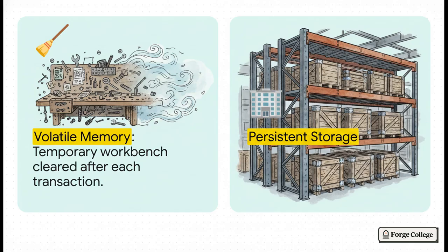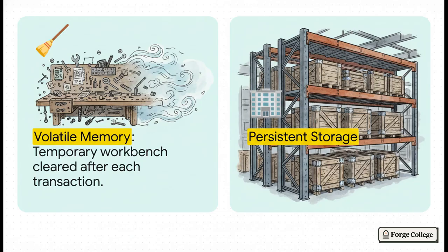Now, you might recall from our memory fundamentals that the EVM has volatile memory. Think of volatile memory like a temporary workbench. You bring out your tools, you do your math, but the absolute second the transaction is over, boom, the EVM sweeps everything off the bench straight into the trash. It's totally ephemeral. Persistent storage, though, that is our massive, permanent warehouse.